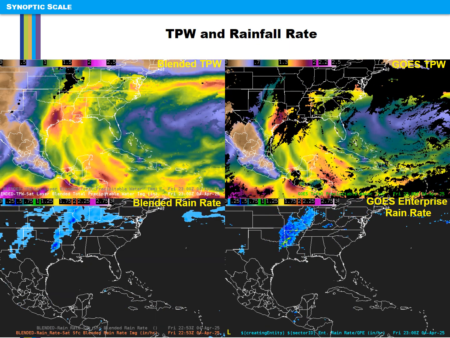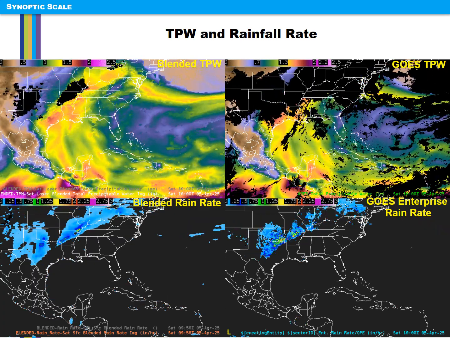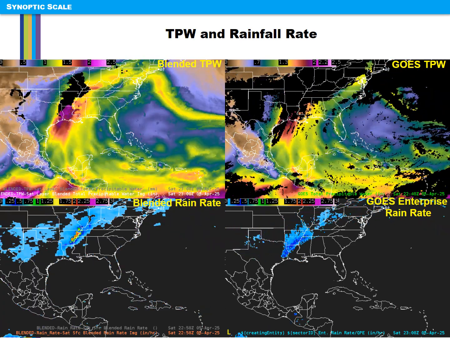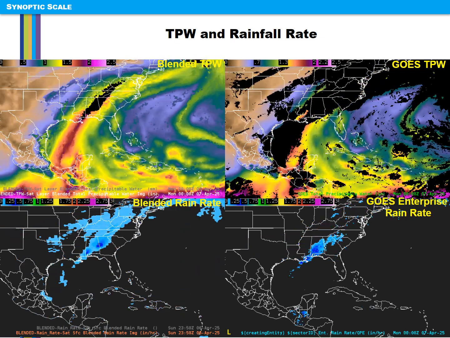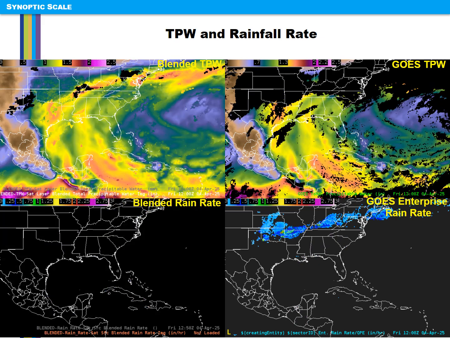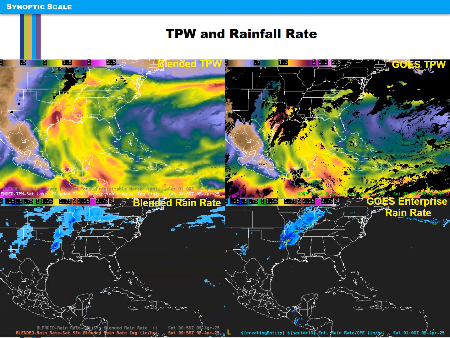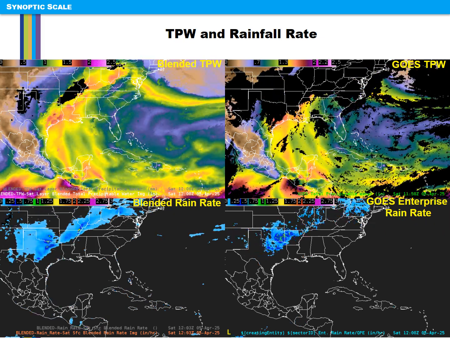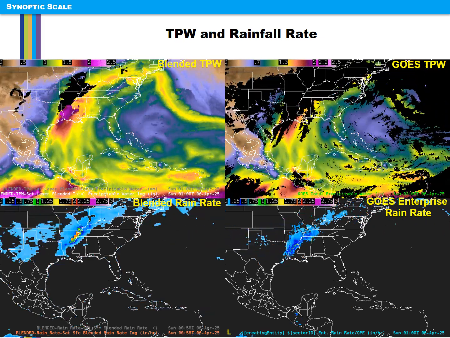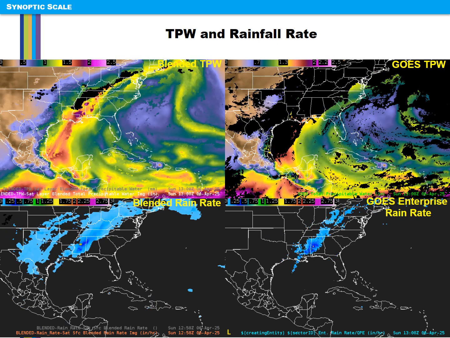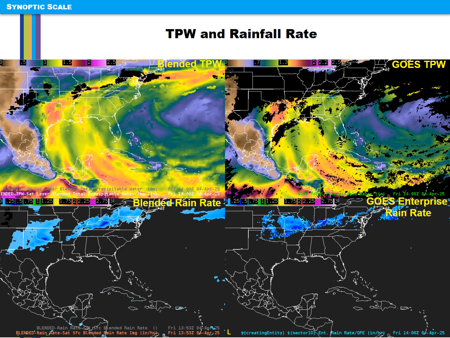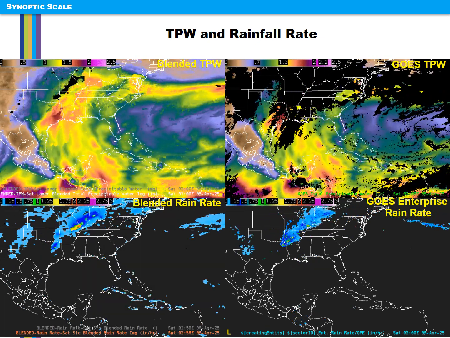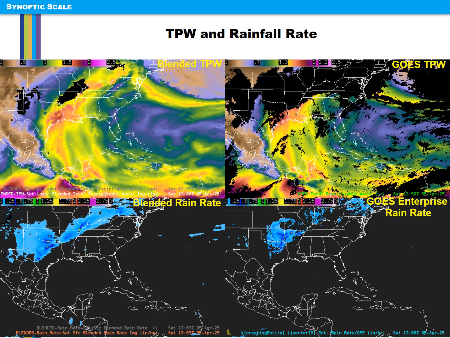Similarly, the GOES rain rate product, shown in the lower right panel, is available every 10 minutes, but not as accurate as the blended rain rate product, which makes use of both GOES and microwave instruments on polar orbiting satellites, and is available hourly. Rain rate data from microwave instruments is of higher quality than that obtained from GOES. Use these products in tandem to overcome each other's weakness and build upon their strengths.